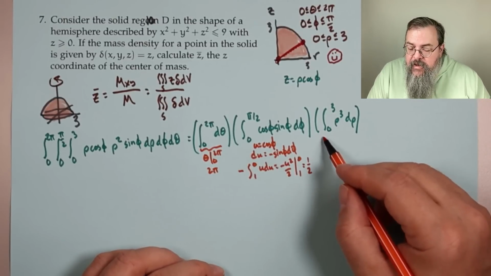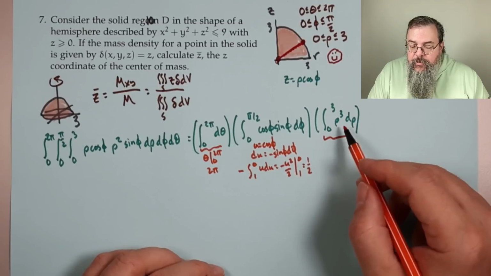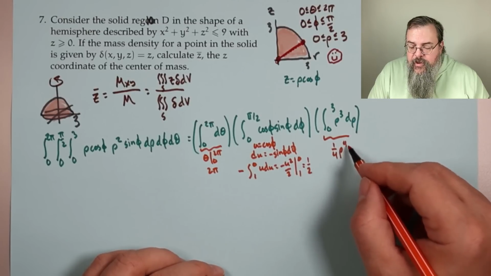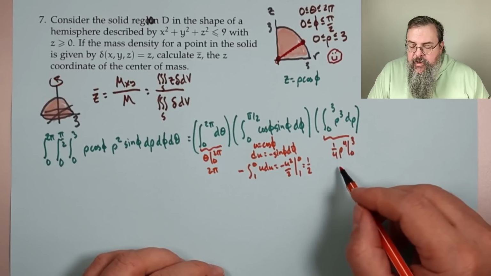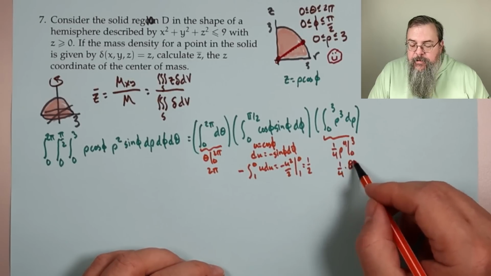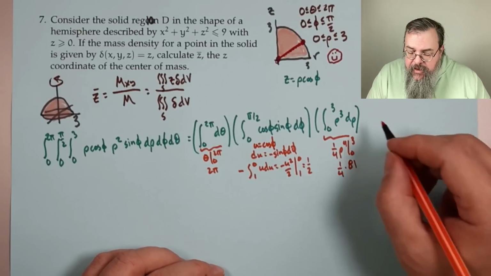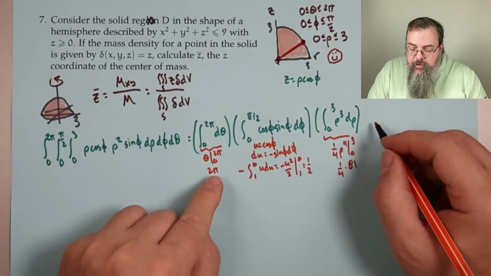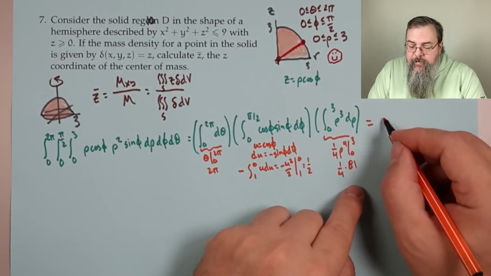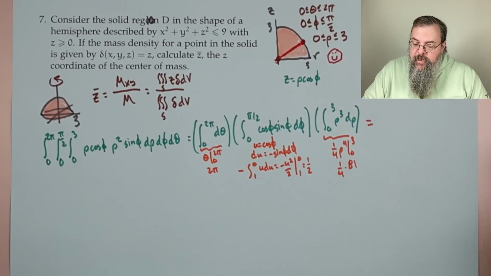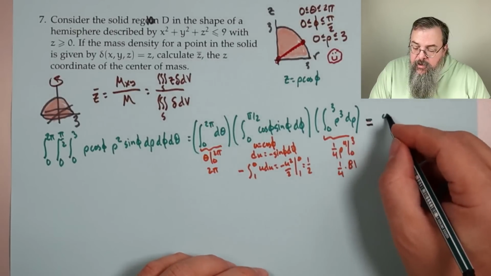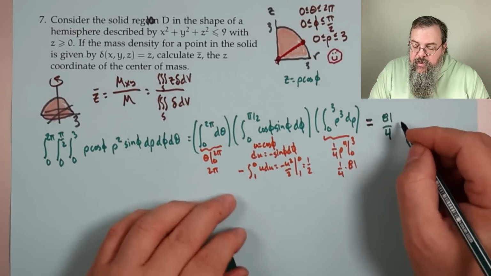Now this layer, rho cubed is 1/4 rho to the 4th. Evaluate 0 to 3, and so that becomes 1/4 times 3 to the 4th, which is 81. So all together, we get 2 pi times a half, which is pi, times 81 over 4. So this all becomes 81 over 4 pi.